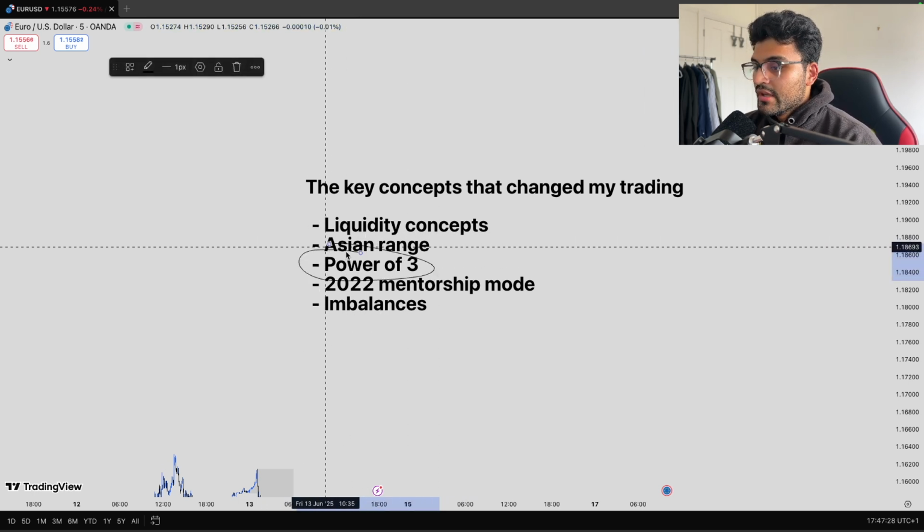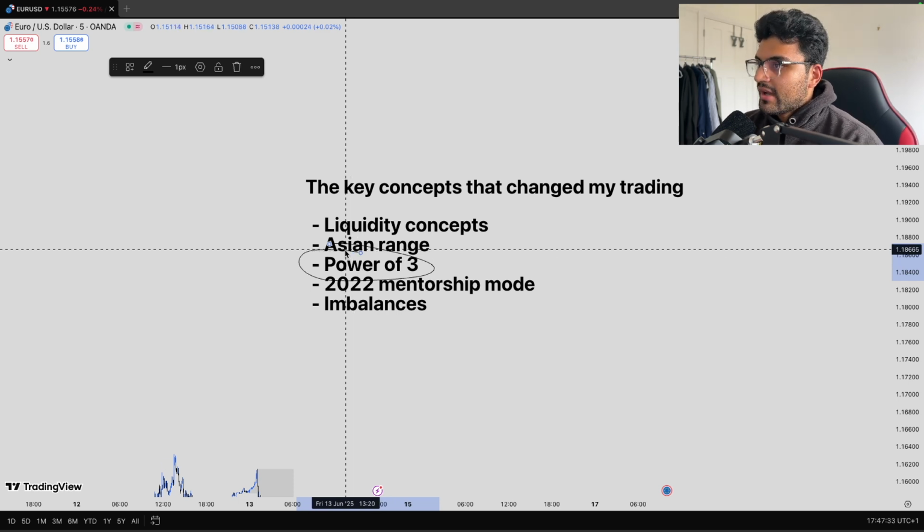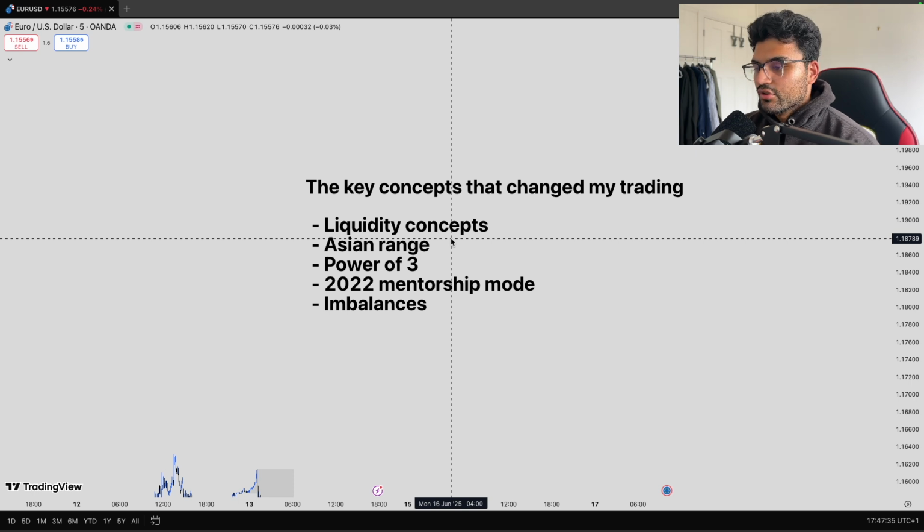Second is the power of three, which is a concept of a market cycle and the way it moves. Also, I haven't added it on here, but kill zones. Kill zones are times or sessions, basically, where the high probability moves actually occur. So instead of just trading randomly and at random times, I knew that I have to find my setup between these certain times. And in this case, it was 7 a.m. to 10 a.m. UK time.